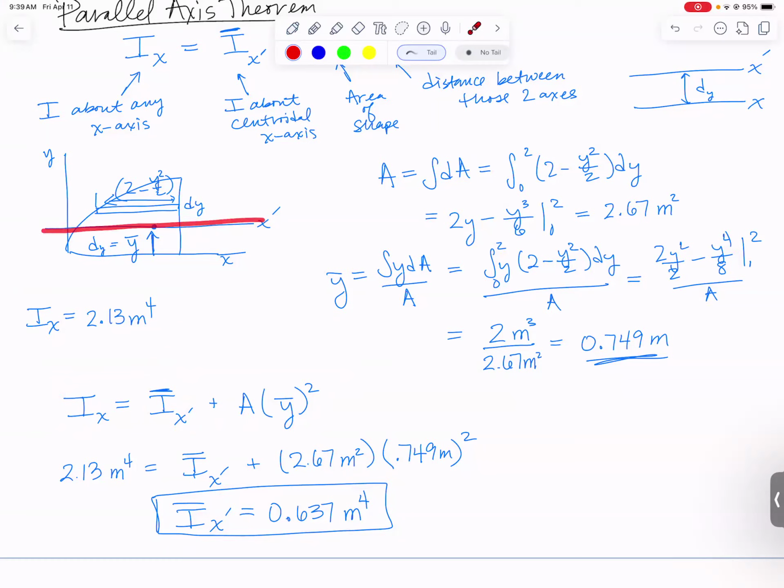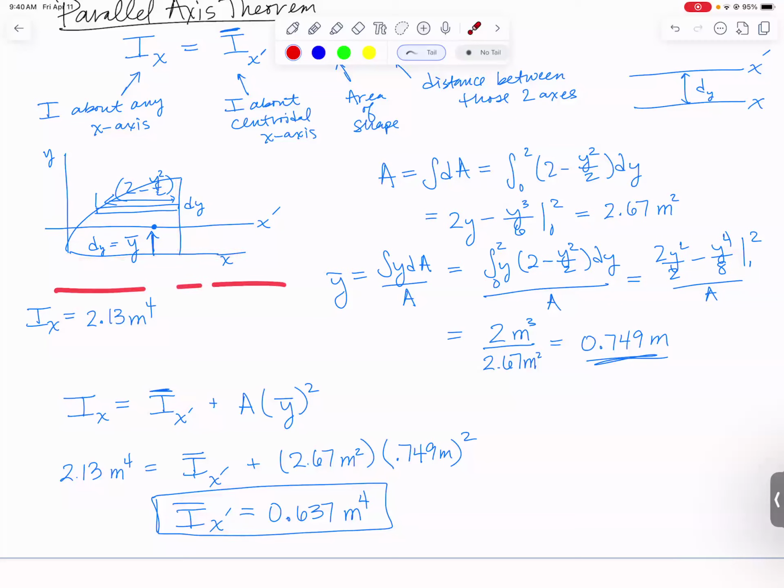Your centroid is kind of right in the middle of the area, right? It's a weighted average middle kind of thing, but it's in the middle of the area, which means that all of these bits of area are closer to the centroidal axis than they are to this other axis. So you're going to get bigger distances squared when you're using any other axis compared to the centroidal axis.